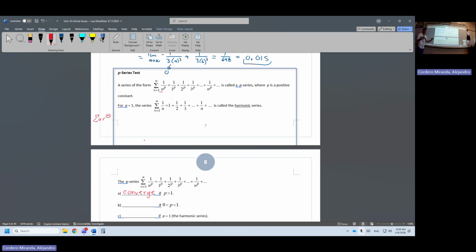They diverge if P is small, so between 0 and 1. And then you guys saw a sneak preview of this. If P is exactly 1, right here, I'm reading this line that I'm circling with my mouse. If P is exactly 1, then that's called the harmonic series, which I've talked to you guys about a couple times. It's come up already.